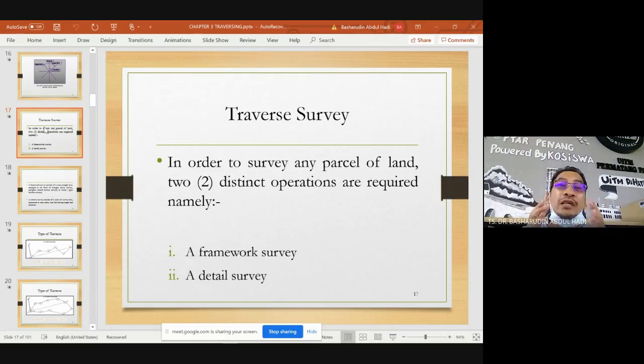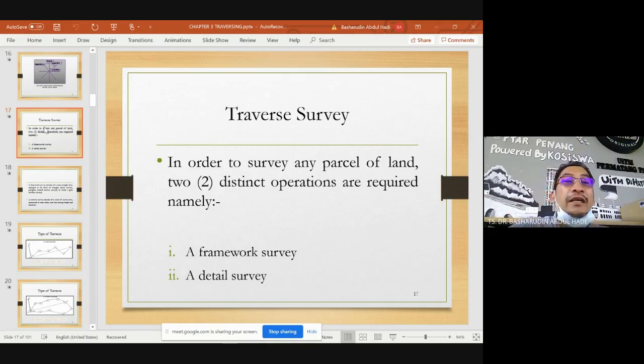And this includes what you learned in compass and theodolite last time. The line has a bearing, and we have a distance. If you have two lines connected, they have two bearings, and they form an included angle and an excluded angle, so sudut dalam dan sudut luar. We will see this after this.